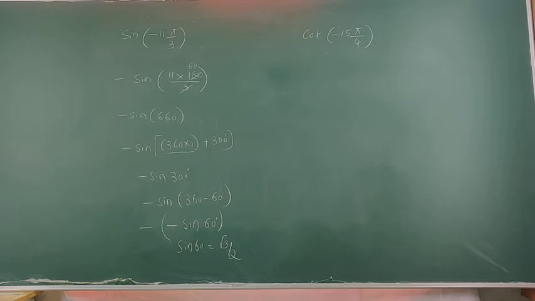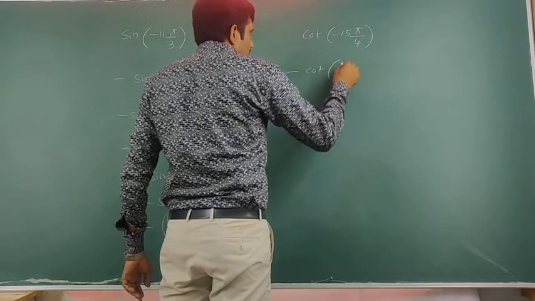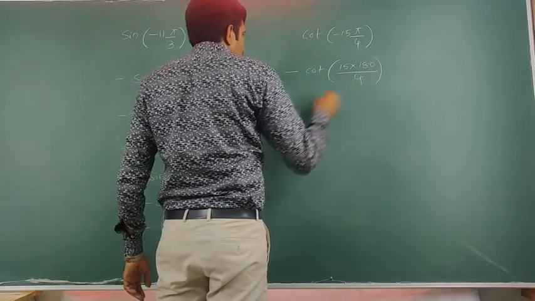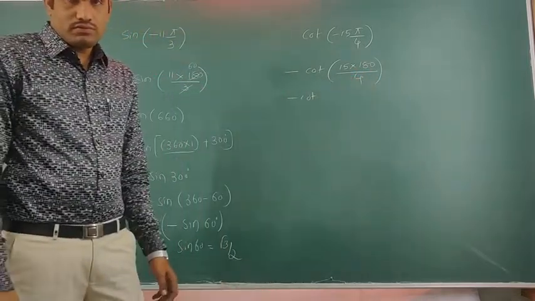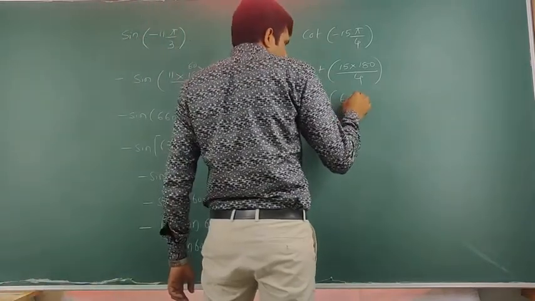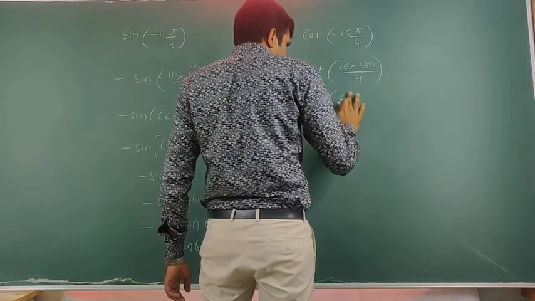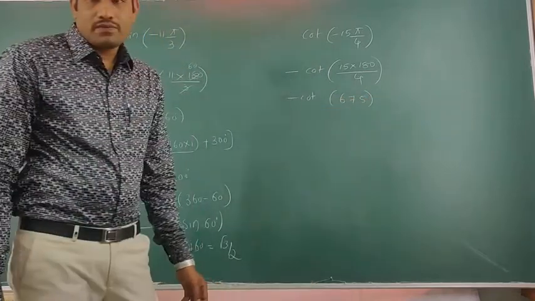Anybody else got the answer? See, 1, sir. Okay. See, what is cot of minus theta? Cot of minus theta is minus cot theta. Minus cot of 15 into 180 divided by 4. Tell me what is the answer for this? 15 into 180 by 4? 675.